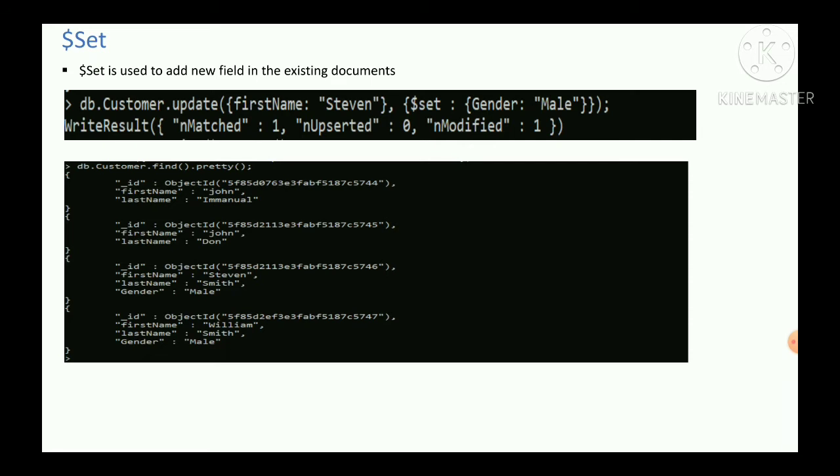First of all it will find the first name. Is there any record in the collection with the first name Stephen? If it is there, then it will update the record with gender as male. After that I give db.customer.find().pretty(). You can see that the third record is showing first name, last name, and gender as male. So I think you now have the basic idea of MongoDB.